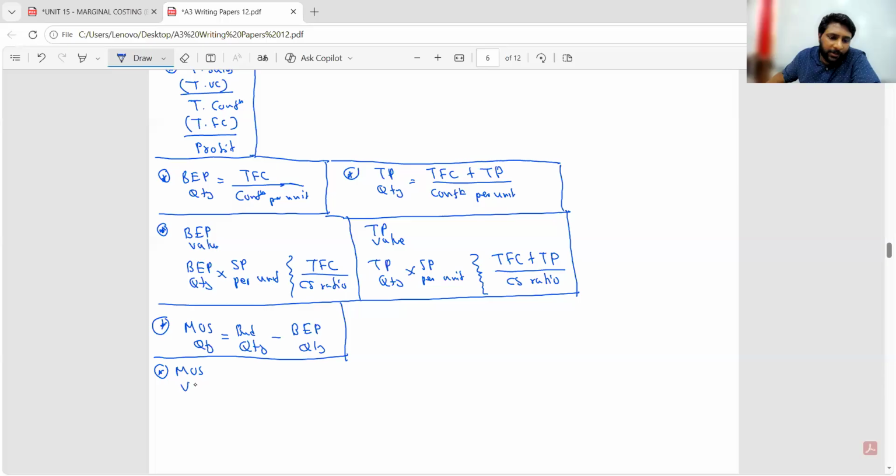Margin of safety value. Budgeted sales value minus the break even point value. That is one way. Another way we studied: margin of safety quantity into the selling price per unit. Another way we studied: profit divided by the CS ratio.